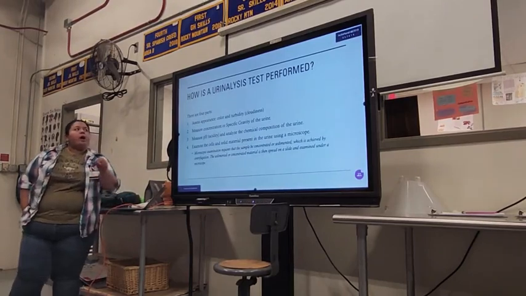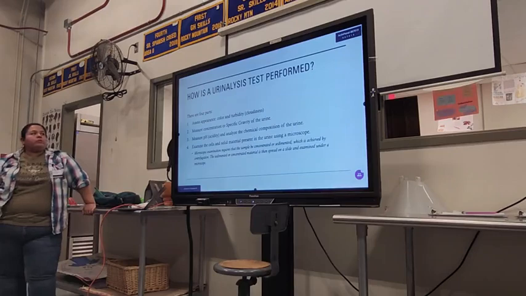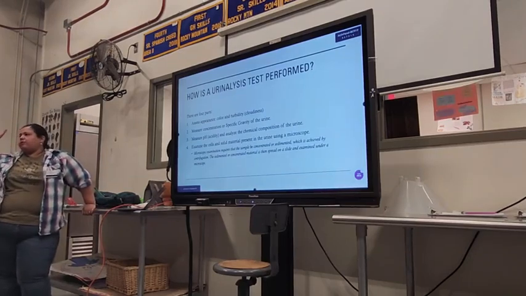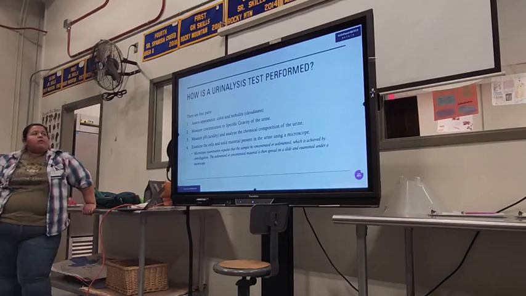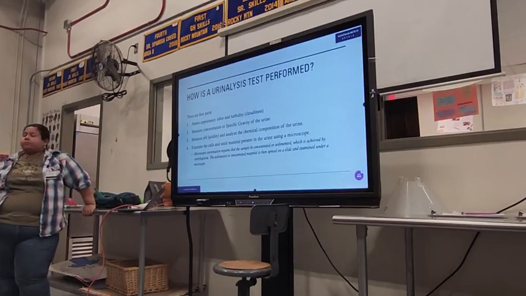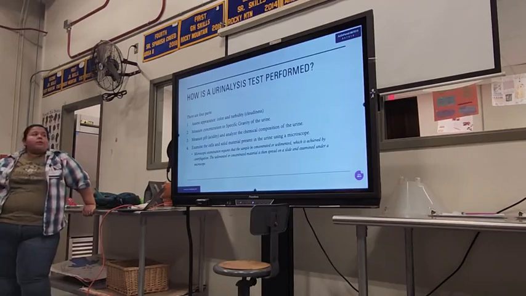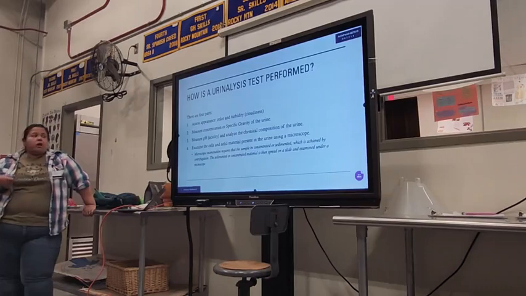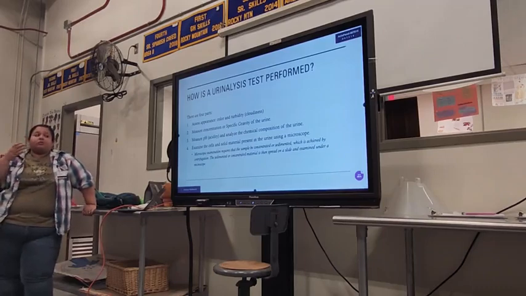So, how is a urinalysis test performed? There are 4 parts that you have to remember. You have to conduct all 4. It's not just one. You have to assess the appearance. You have to look at the color and the turbidity of the urine itself. Turbidity refers to cloudiness of the urine. You need to measure the concentration or specific gravity of the urine. You need to measure pH and analyze the chemical composition.